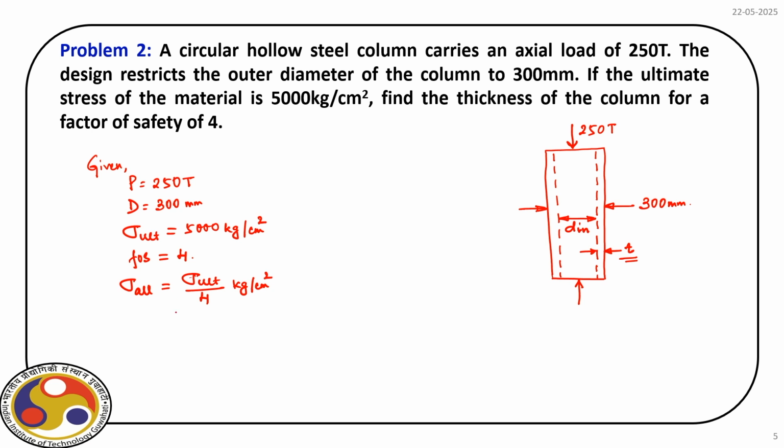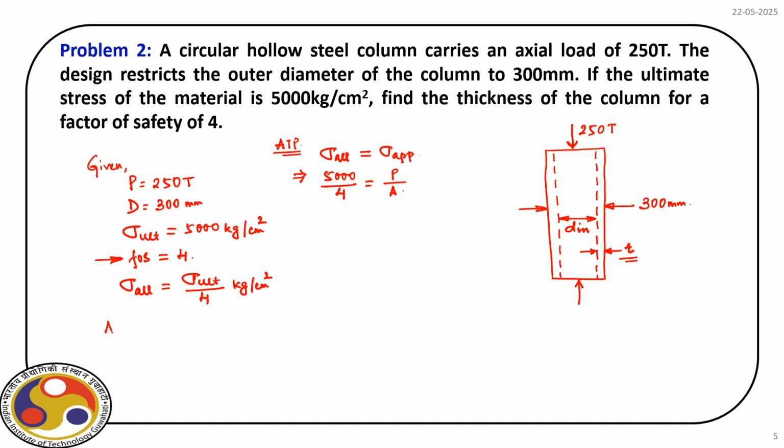Now, you see the difference between the previous problem and this one is that we restrict the material behavior with a factor of safety, and that varies from design to design. So, according to the problem, our sigma allowable should be equal to sigma applied. That means we have 5000 divided by 4 should be equal to P by A.